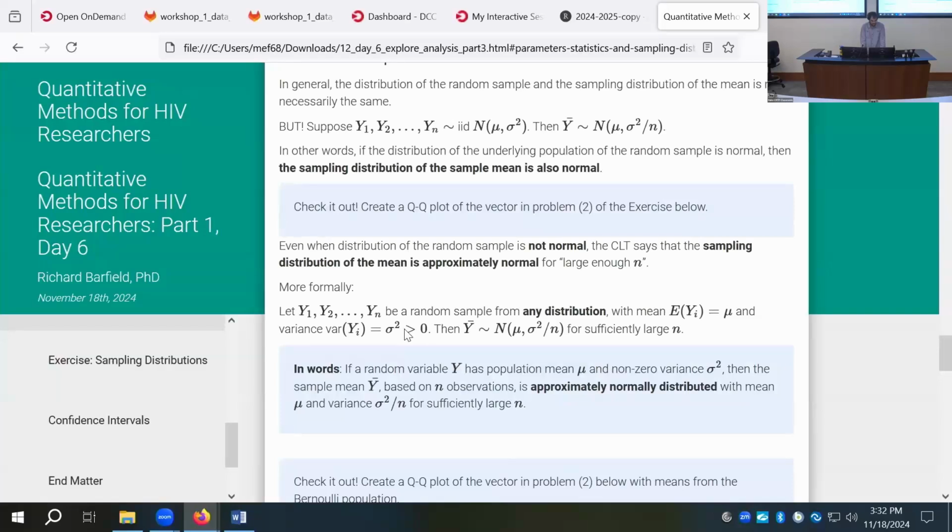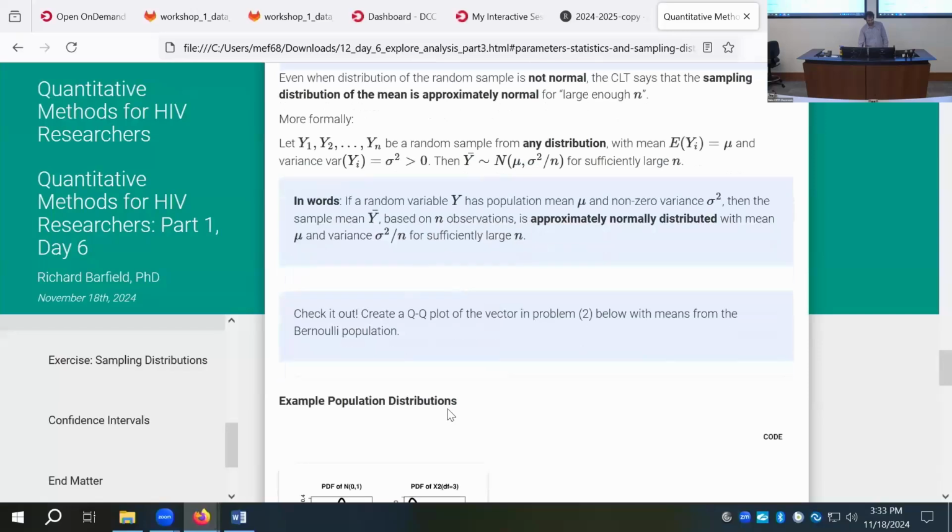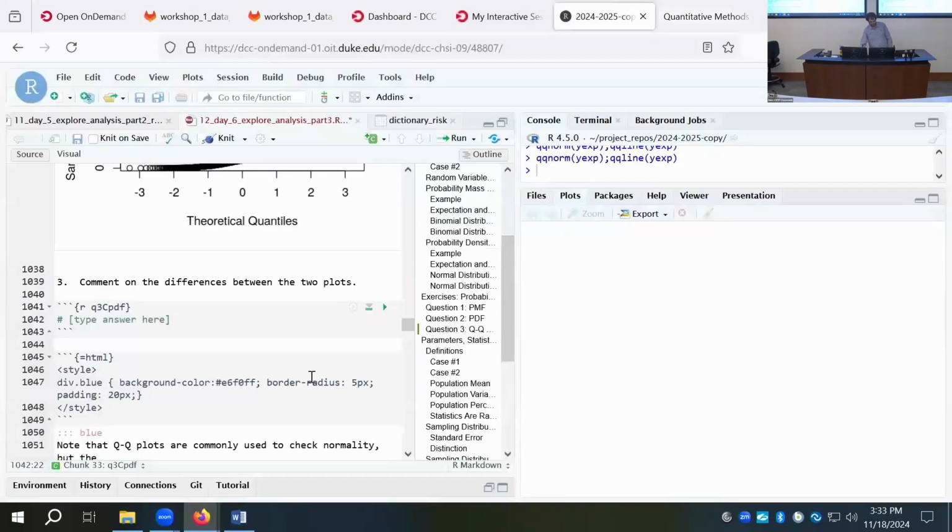And even when the distribution of, say, the random sample is not normal, the central limit theorem, CLT, says that the sampling distribution of the mean is approximately normal for large enough n. So for y1 through yn, if it's a random sample from any distribution and it has a defined non-zero variance, then y bar, our sample mean, will be approximately normal for sufficiently large n. So let's go into some code to highlight this.